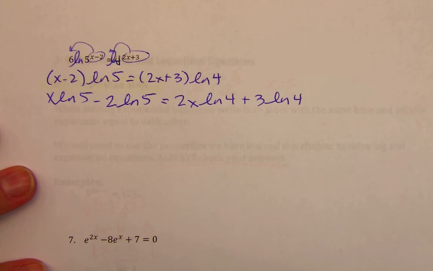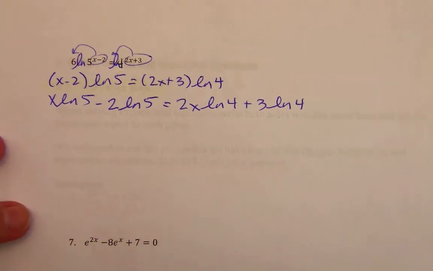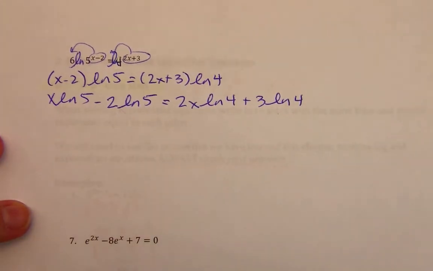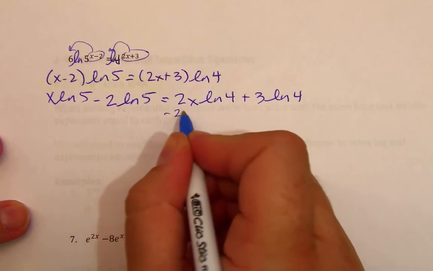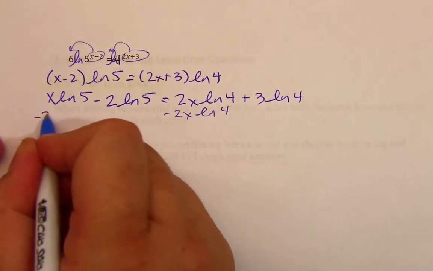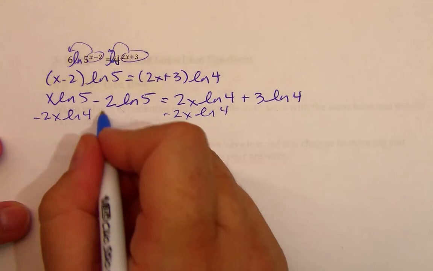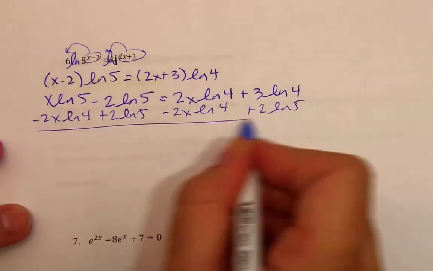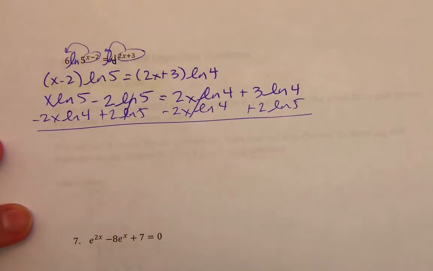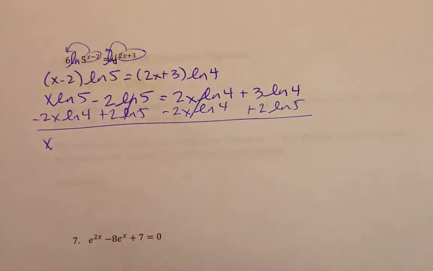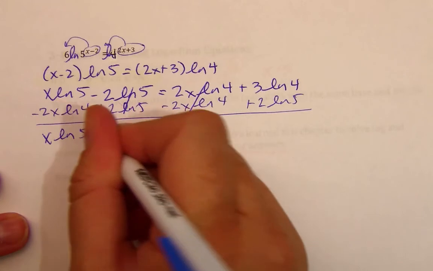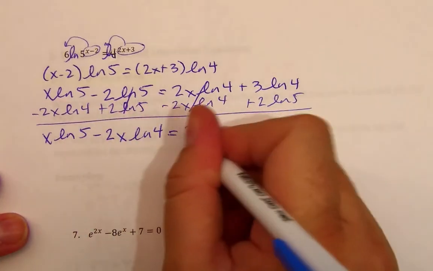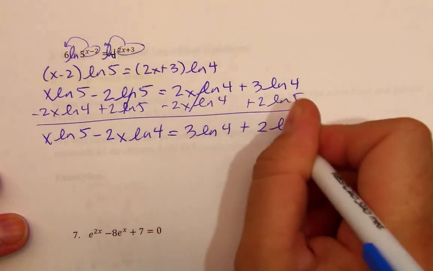Now our goal here is to solve. That's what the directions said. And solving means solve for x, get x by itself. So I'm going to get all of my terms with an x on one side and the rest of my terms on the other side. So subtracting 2x natural log 4 and adding 2 natural log 5 on both sides. We can't combine any of these terms. This one cancels and this one cancels. So I have x natural log 5 minus 2x natural log 4 equals 3 natural log 4 plus 2 natural log 5.